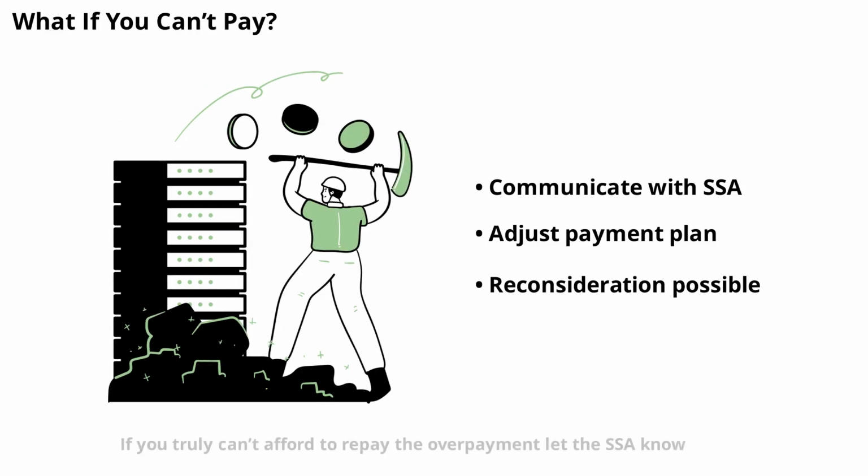If you truly can't afford to repay the overpayment, let the SSA know. They may be able to adjust your payment plan or reconsider your waiver request if your circumstances change. Don't ignore the problem. Communicating with the SSA is the best way to find a solution.